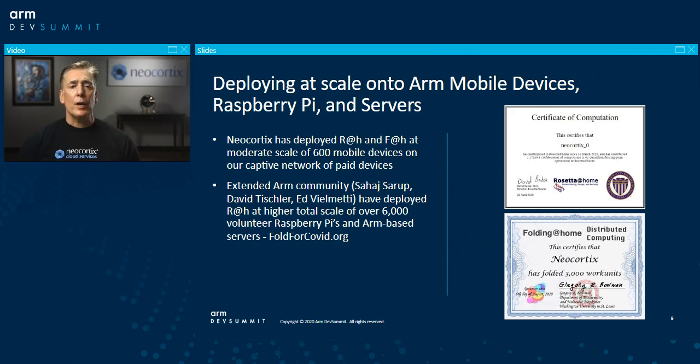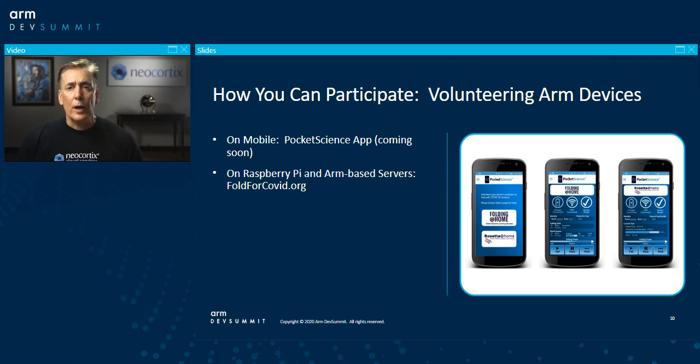Okay, so that's deployment in a number of different directions. Neocortex doing mobile devices, and then Raspberry Pis and servers on these other platforms. Okay, so how you can participate. So coming soon, Neocortex is now working on an app called Pocket Science, and screenshots of that are shown in the right side panel here.